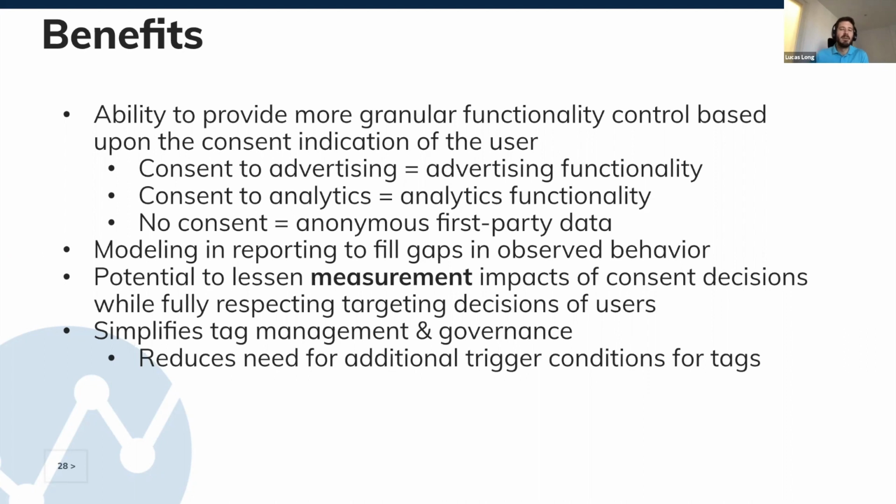By having that fully anonymous data within that reporting, it allows us, and allows platforms, in this context specifically Google, to introduce modeling into reporting to fill in those gaps in observed behavior. And so you can model things and still understand from both our named user sets, our consented user sets, and our anonymous data sets to be able to understand user flows, conversion paths, attribution, all of that. But you have to have that anonymous data in order to feed into those models to make that effective. So all in all, it has the potential to lessen measurement impacts of those consent decisions while fully respecting the targeting decisions and the privacy of users.